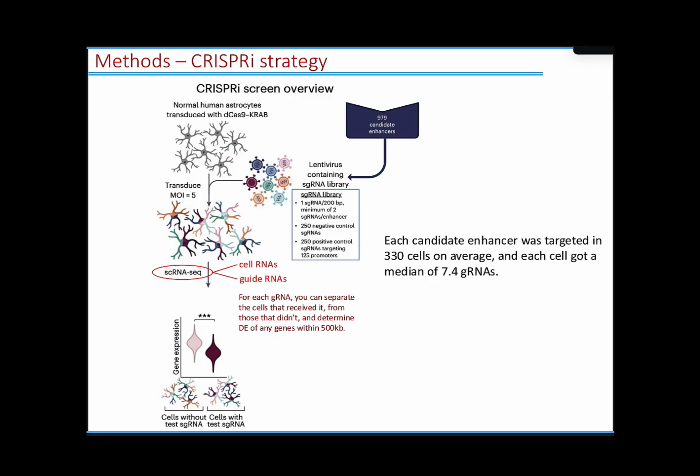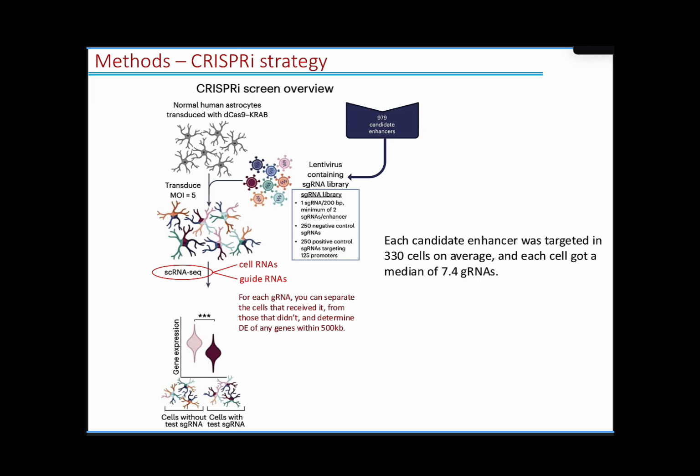Then they take this collection of lentiviruses and infect astrocytes with them. That's what's shown here. These astrocytes show up with different colors to indicate that each astrocyte was not infected by one lentivirus. In fact, they were infected by several of them. They could see that because they could look for those guide RNA sequences that the lentivirus had introduced into these cells.